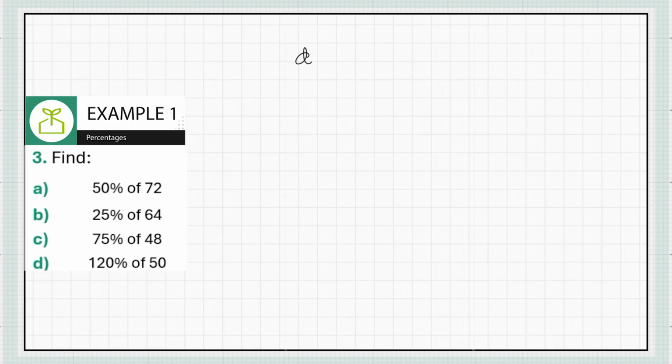Okay, lastly we'll do D. So for D we have 120% of 50, and we have to remember that that's the same as 120 out of 100 multiplied by 50. So 120% will be greater than 50, so we're looking to increase it by 20%, or a fifth of its value. So let's simplify down this fraction a little bit more.